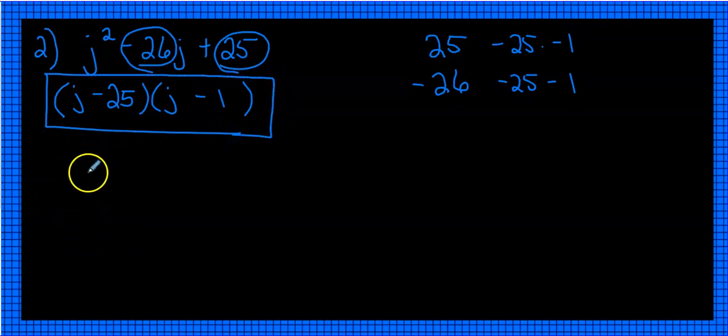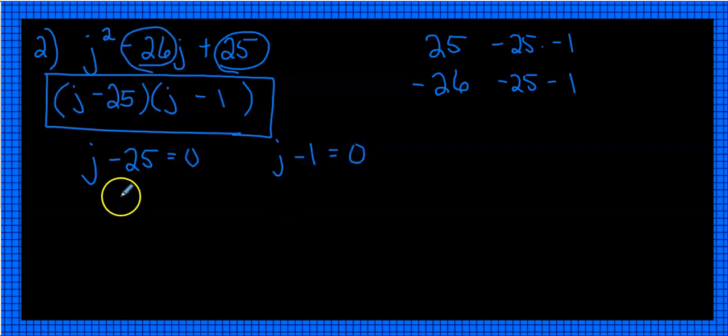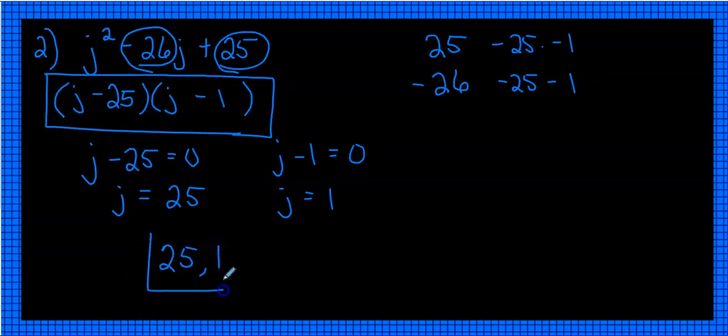If you're asked to find the zeros, then you would set up each of those equal to 0 and solve for the variable. So my roots or x-intercepts would be 25 and 1. So it depends on what you're asked for, if you're asked for factored form or if you're asked for your x-intercepts.